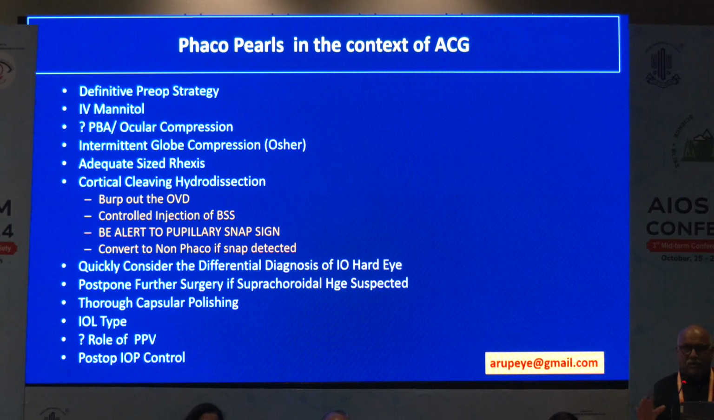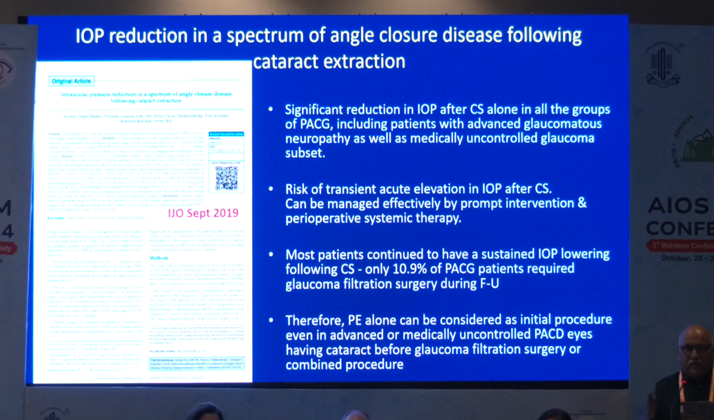Thorough capsular polishing is very important because they have a lot of capsular fibrosis post-operatively. IOL type, again, is a single piece hydrophobic acrylic lens. The role of pars plana vitrectomy when the intraocular pressure is very high is there. I've done a couple of cases like that. Post-op IOP control is very, very important.